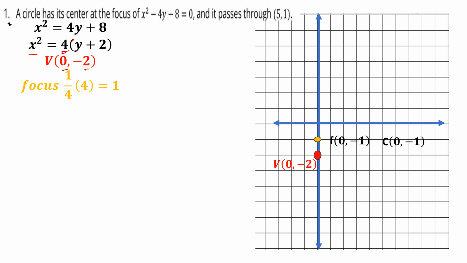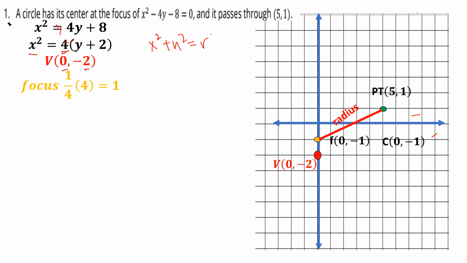So how do we determine the equation of the circle if the center is (0, -1)? It passes through (5, 1). So where is (5, 1)? This is (5, 1). So our circle has its center at (0, -1), and it passes through (5, 1). That means we need to find our radius.